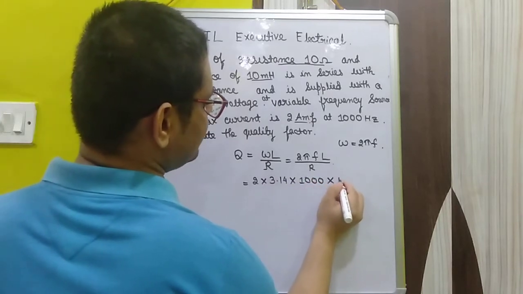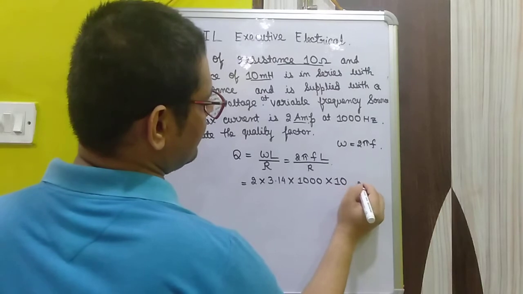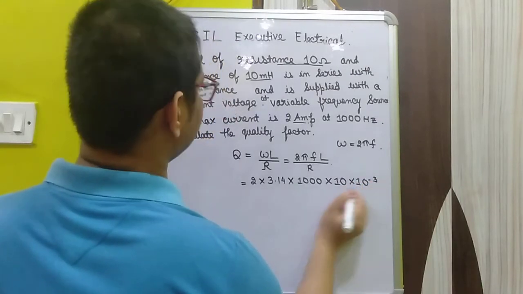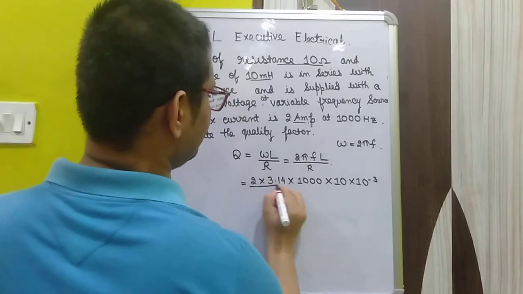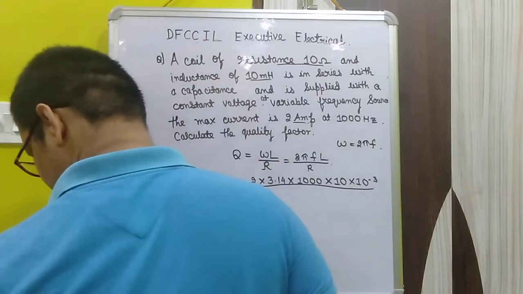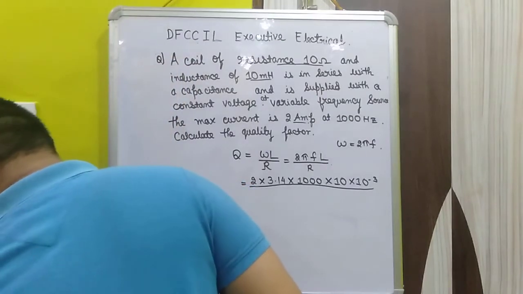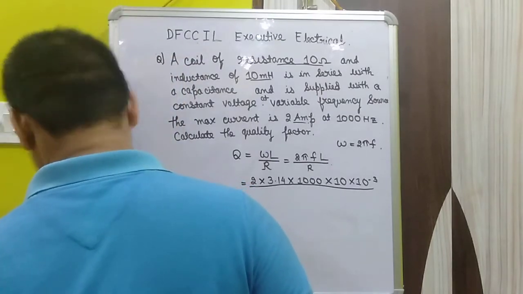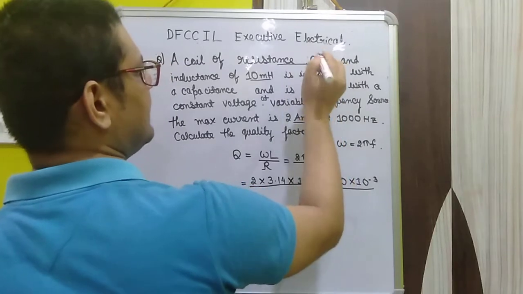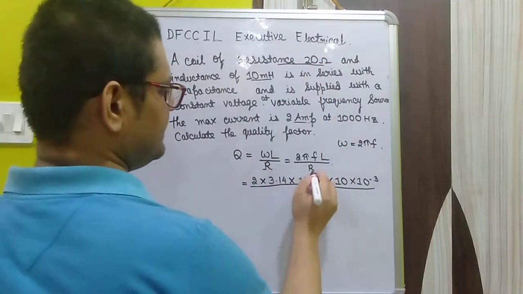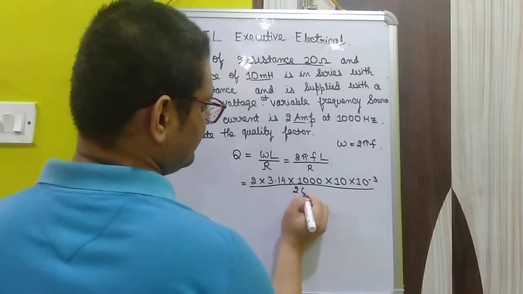Inductance is given as 10 millihenry. So we can convert into Henry, 10 to the power minus 3, divided by resistance. The resistance value is given, that is 20. I think I made a mistake over the question here. The resistance is 20 ohm. I made the mistake in the question, I'm really sorry. So resistance will put the value of 20.